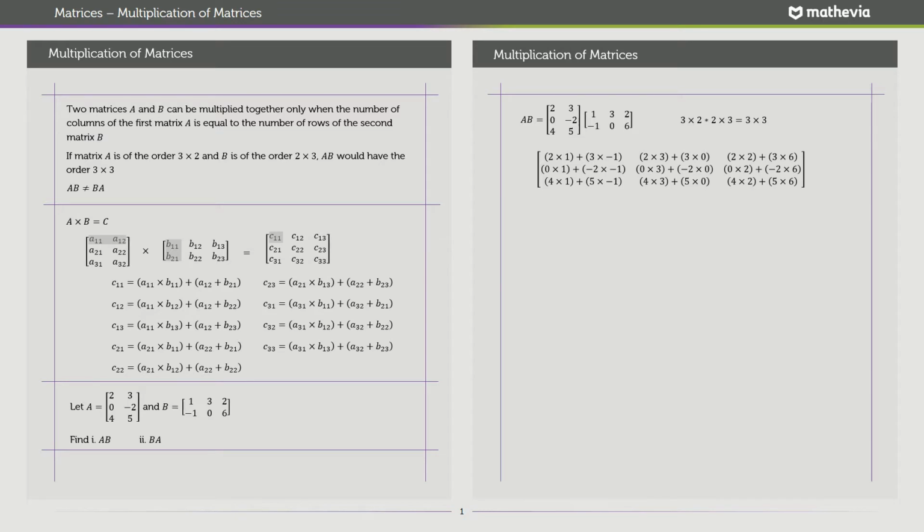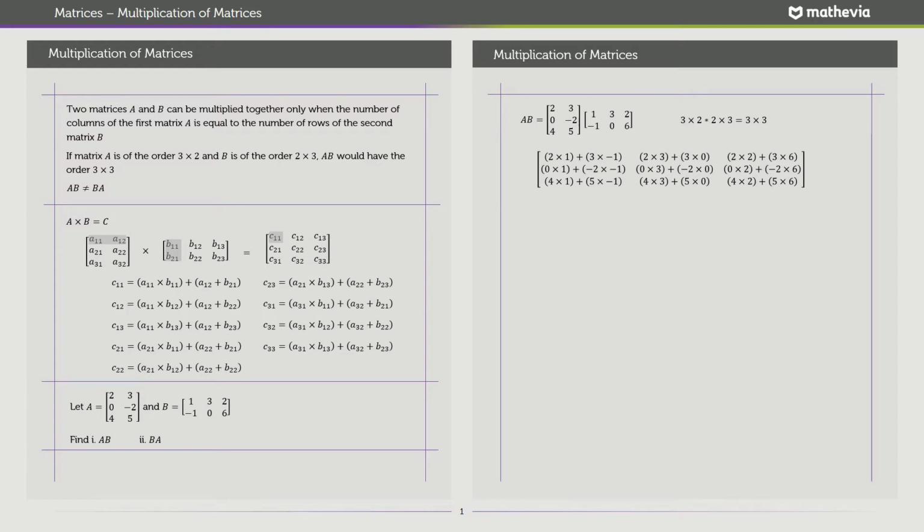And basically this is what we have here. For the first element, we have the first row of A multiplying the first column of B. So we have 2 times 1 plus 3 times minus 1. Look at it: the first horizontal row of A multiplying the first vertical column of B.